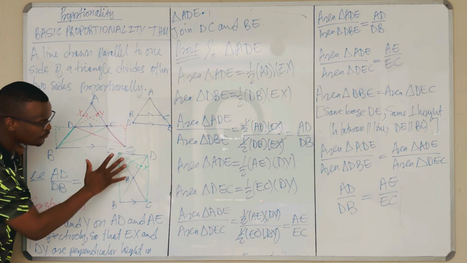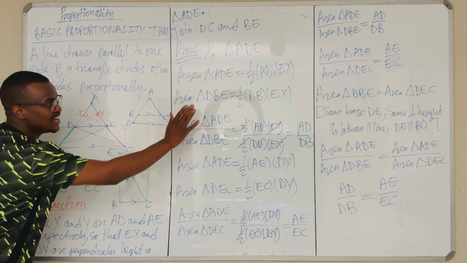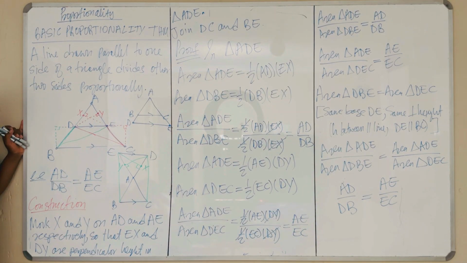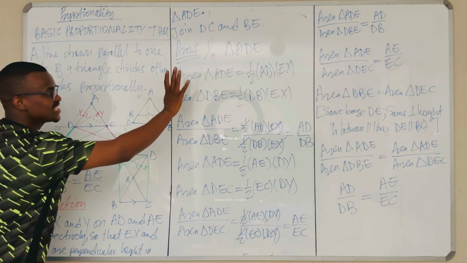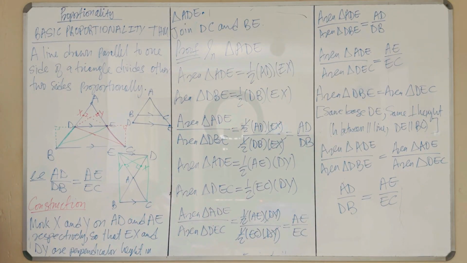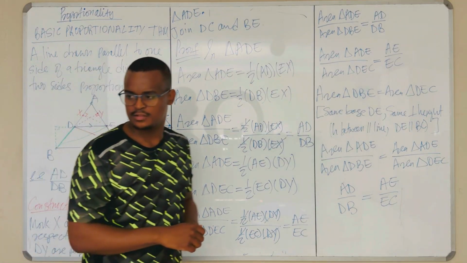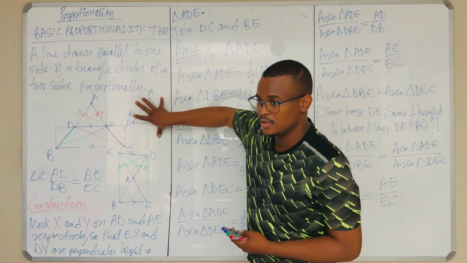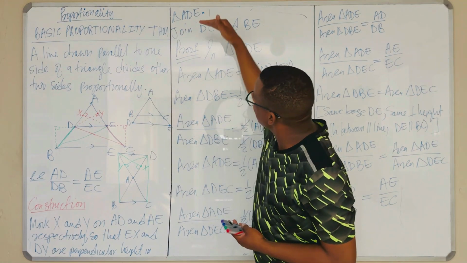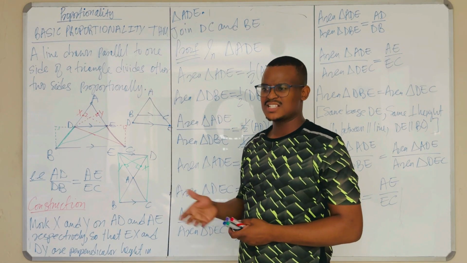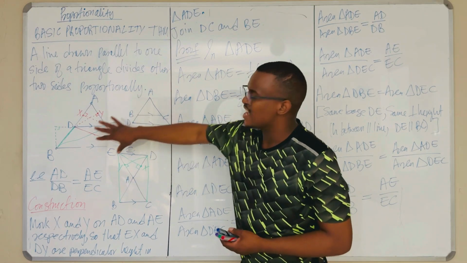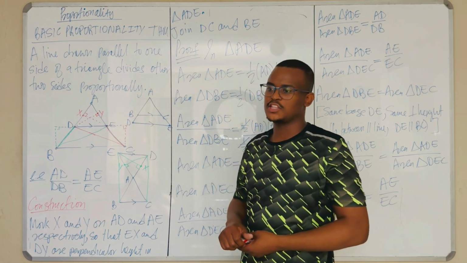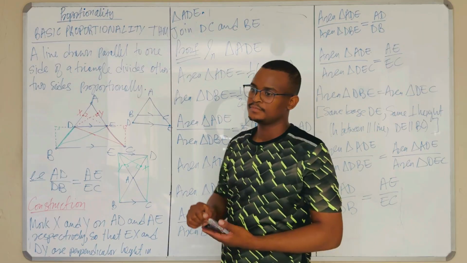So you can follow the same construction here, and the same proof works. I'm not going to do all of them, but you can see the point. If you use this diagram with the same constructions, it will be an exercise. So this and that, they all represent the basic proportionality theorem.